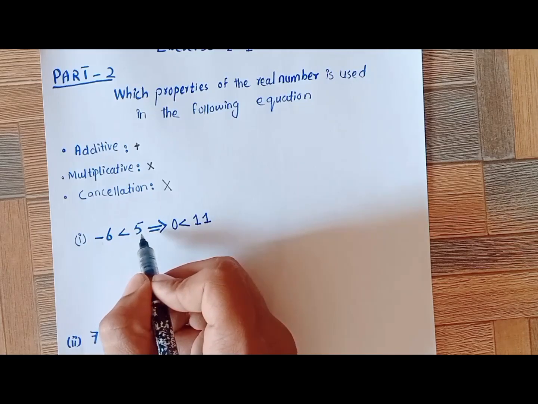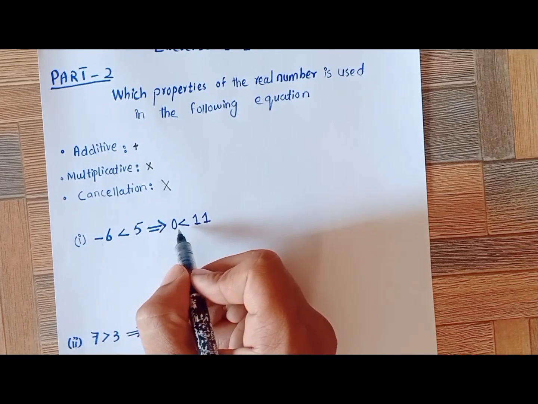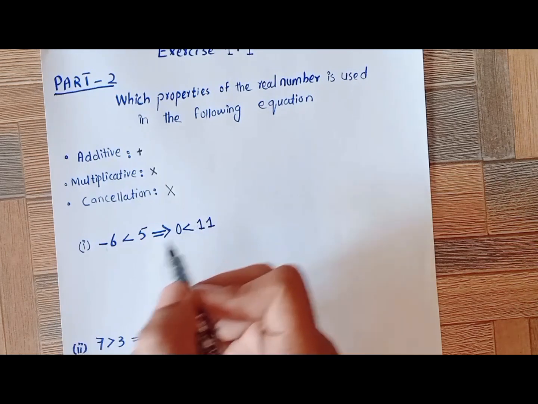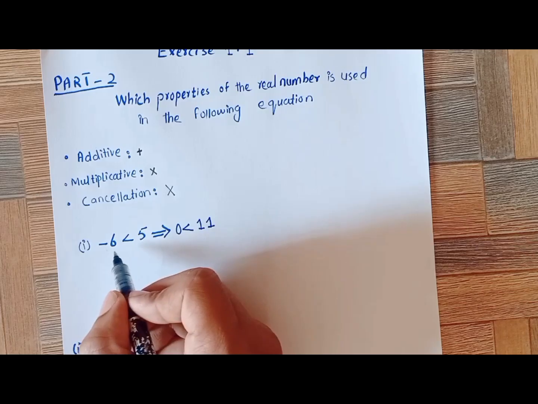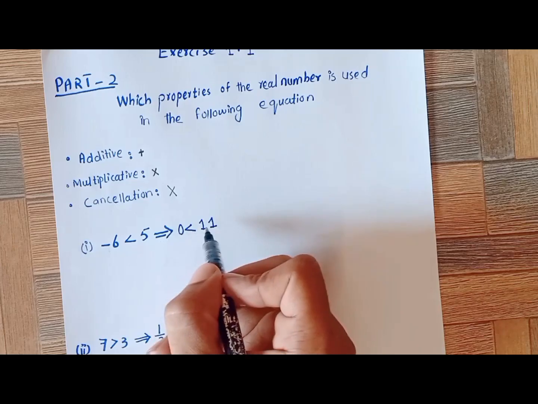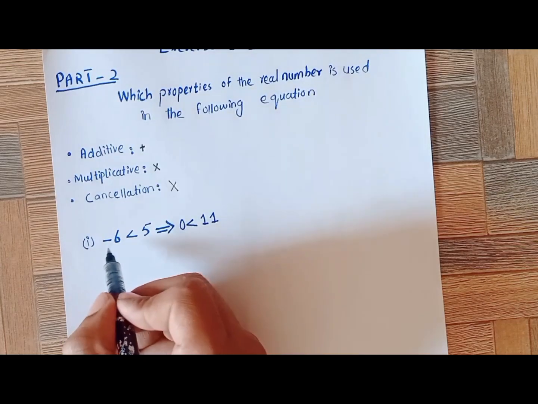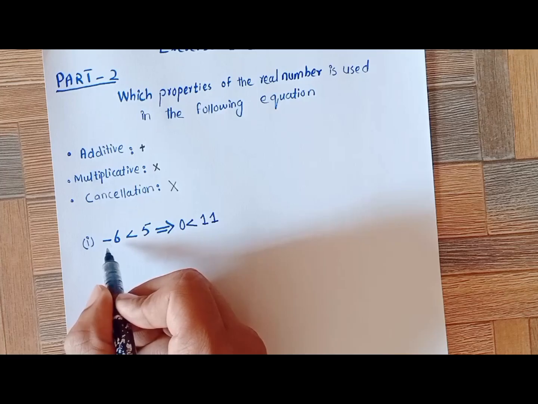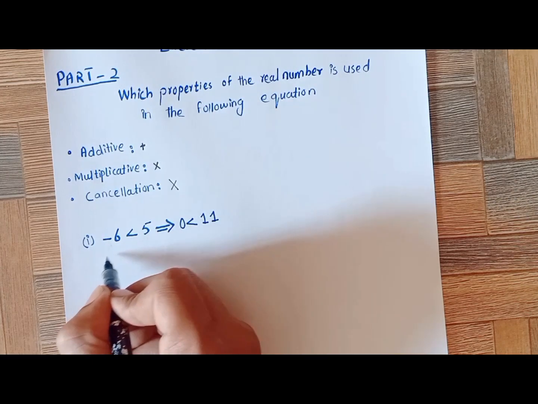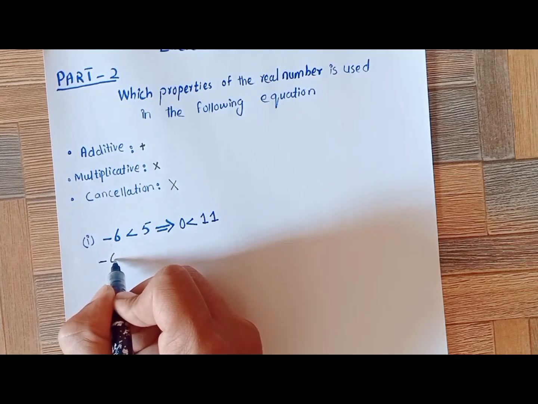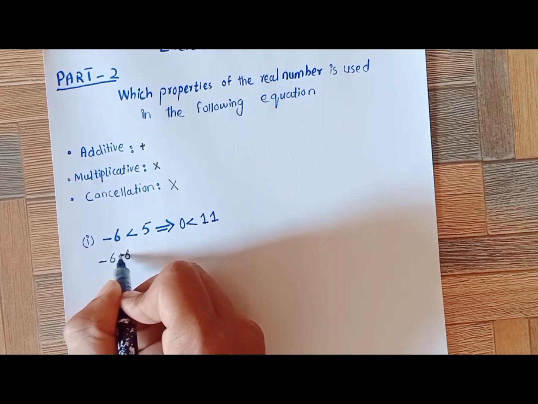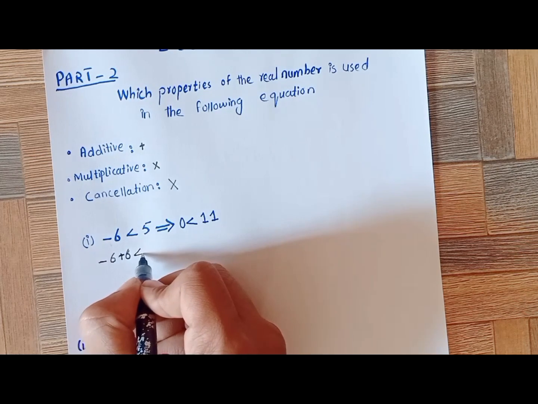Minus 6 is less than 5, so 0 is less than 11. We are supposed to make minus 6 into 0 and 5 into 11. How will we make it? For making minus 6 into 0, we will bring its inverse. What is the inverse of minus 6? The inverse of minus 6 is plus 6. Plus 6 greater than 5.